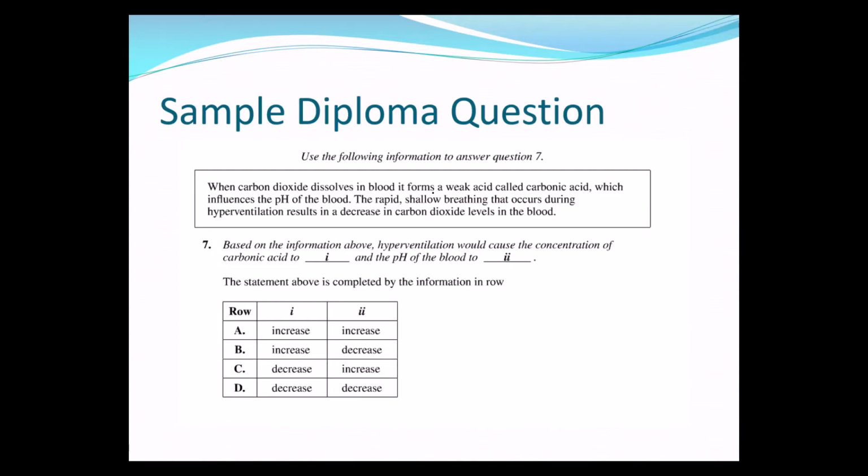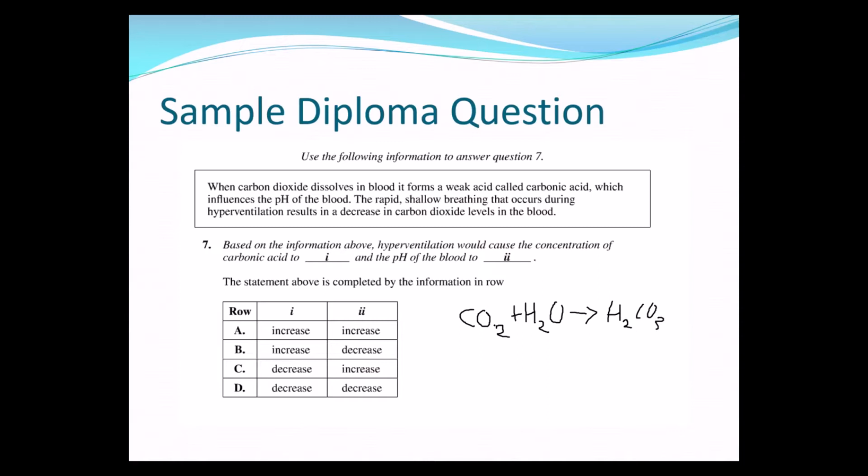it forms a weak acid called carbonic acid, which influences blood pH. The rapid shallow breathing that occurs during hyperventilation is a decrease in carbon dioxide levels. So based on the information, hyperventilation would cause the concentration of carbonic acid. So CO2 plus H2O makes carbonic acid. You can find carbonic acid in your data booklet.